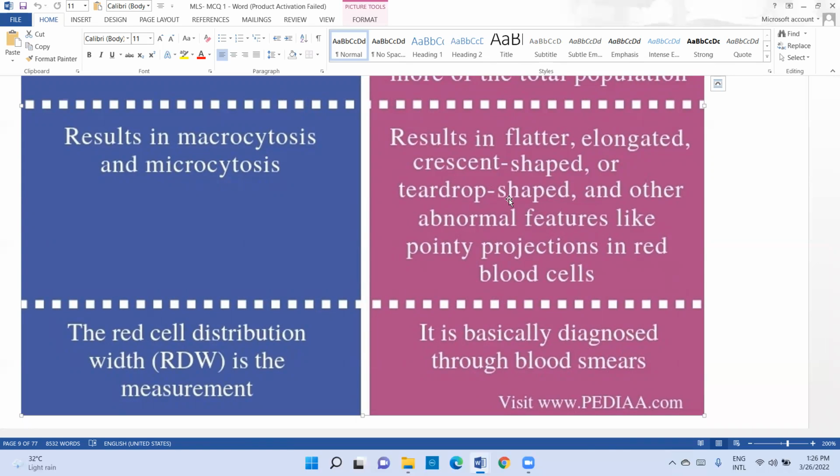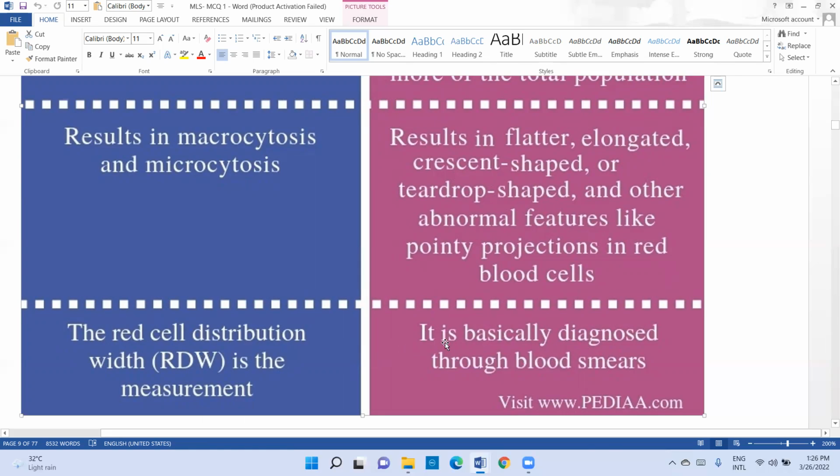In macrocytosis and microcytosis, you get different shapes and all. This is RDW, red cell distribution width. Red cell distribution width is the measurement of variation of sizes.